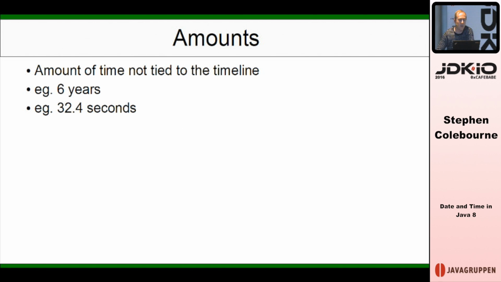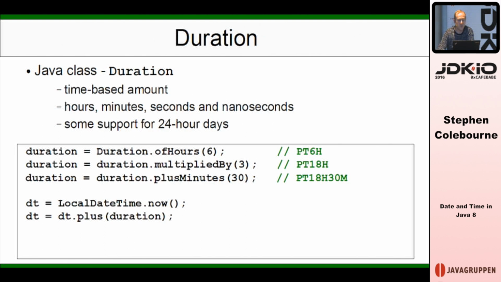We also have amounts of time, and these are not tied to the timeline. So you might want to say 6 years or 32.5 seconds. These are useful things that you might want to express. So Duration expresses a time-based amount. If you want to express an amount of time measured in seconds, nanoseconds, minutes, and hours, because they're all equivalently convertible, you use Duration to do that. So you can say a duration of 6 hours, we can multiply that by 3, we can add on 30 minutes. And then we can take that duration and add it to a LocalDateTime.